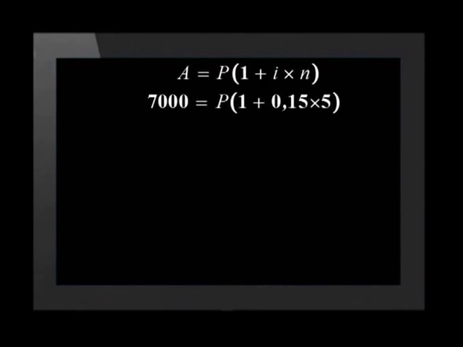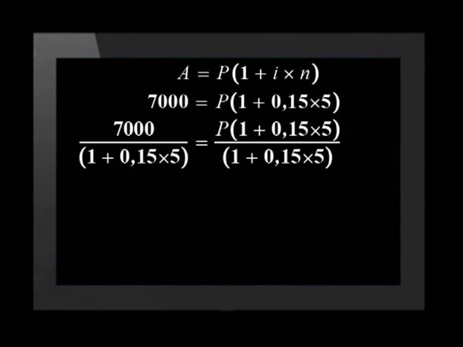This means we should isolate it by rearranging the equation. P is multiplied by the value in the brackets. If we want to isolate P, we'll have to divide both sides by the value in the brackets. This means that P is equal to 7,000 divided by 1 plus 0.15 times 5.